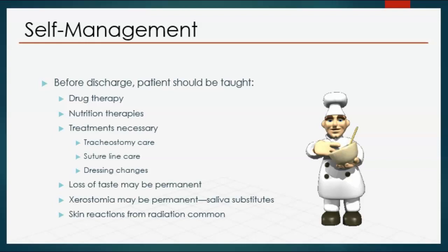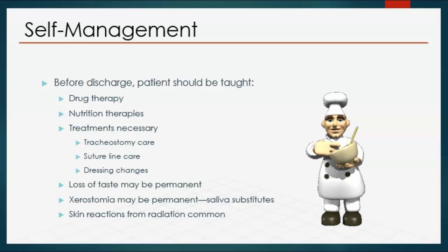Self-management. So there's a lot of teaching to be done before a patient is discharged. People can have changes in their taste. Maybe they were big meat eaters, but then don't like the taste of beef or pork. That might leave a metallic taste in their mouth after having radiation.